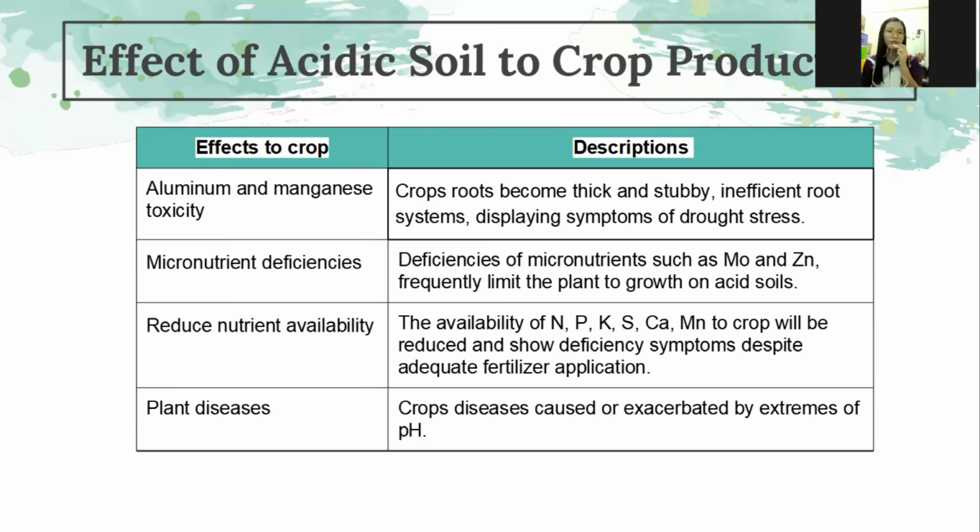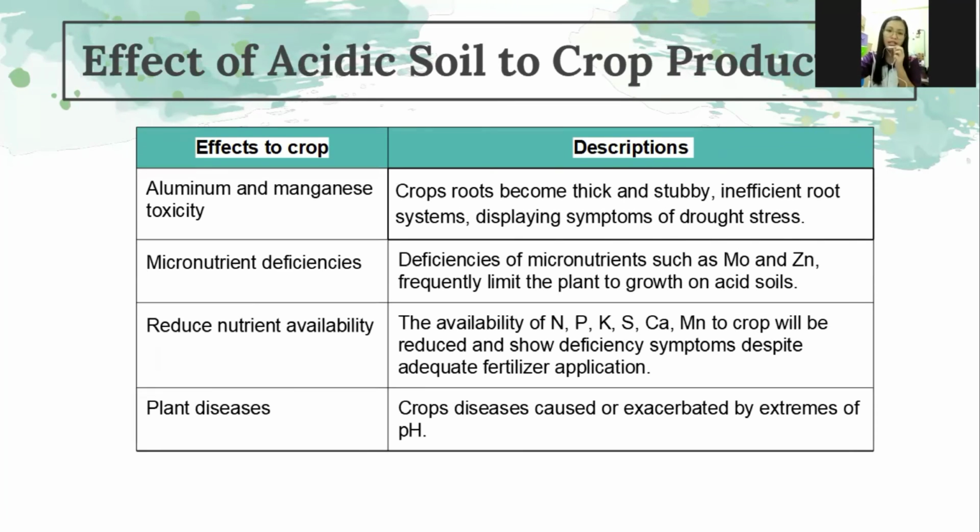Okay, I will continue with the effect of acidic soils on crop production. Effect to crop. The first is aluminum and manganese toxicity. Crop roots become thick and stubby, forming an inefficient root system, displaying symptoms of drought stress.